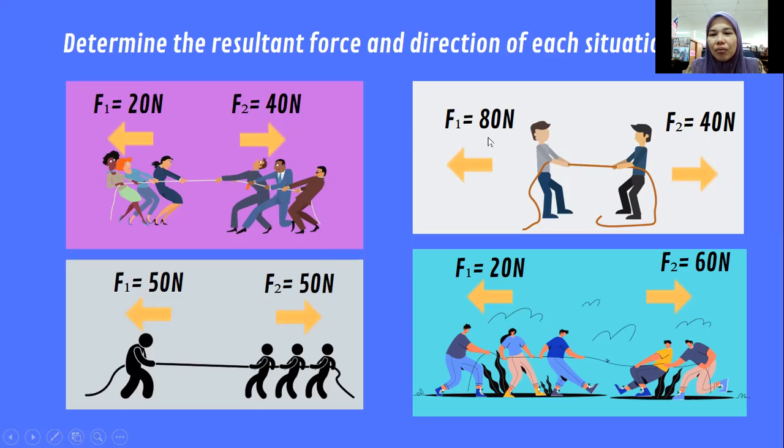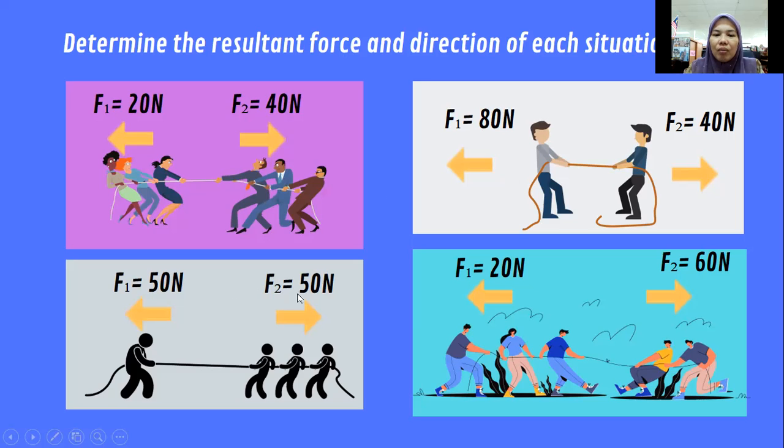Situation number two, 80 and 40. You find the greater force. It's easy. Find the greater magnitude of force, then state the direction the same as the greater force's direction. 40 Newton to the left.